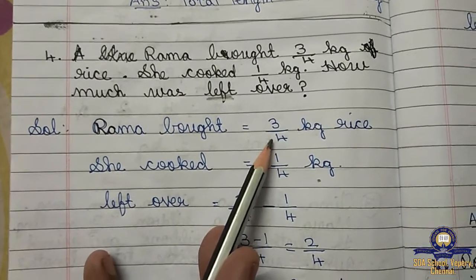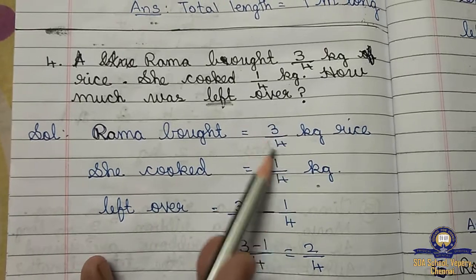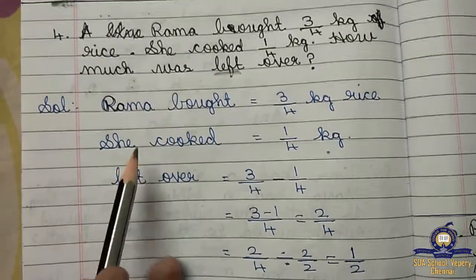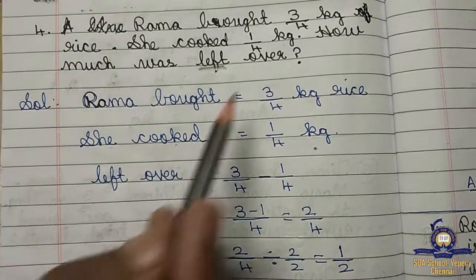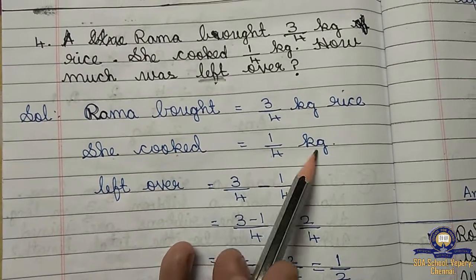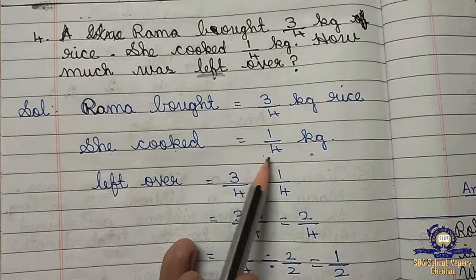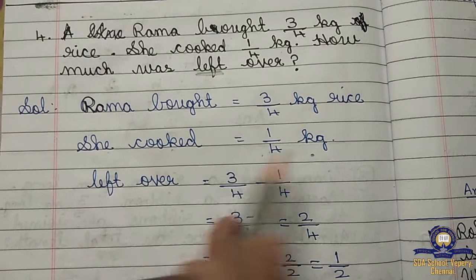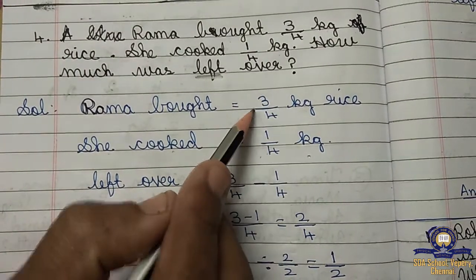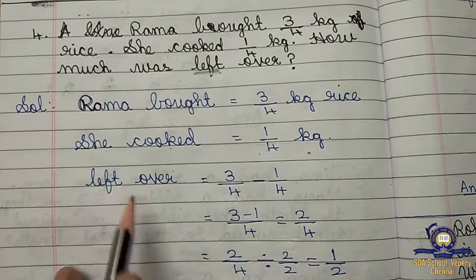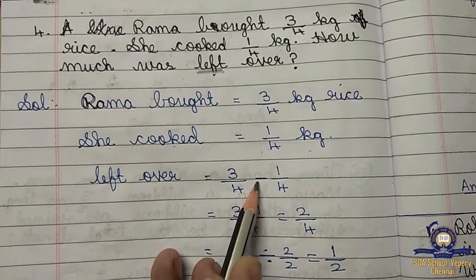So, Rama bought 3 by 4 kg rice. 3 by 4 means what, I said, children, in Tamil? Mukkal. Understood? Mukkal kilo. She cooked from the 3 by 4. How much rice she cooked? 1 by 4 kg. 1 by 4 means in Tamil? Kal kilo. Okay children? So what you have to do? You have to subtract. From 3 by 4 if you minus, you find the remainder.